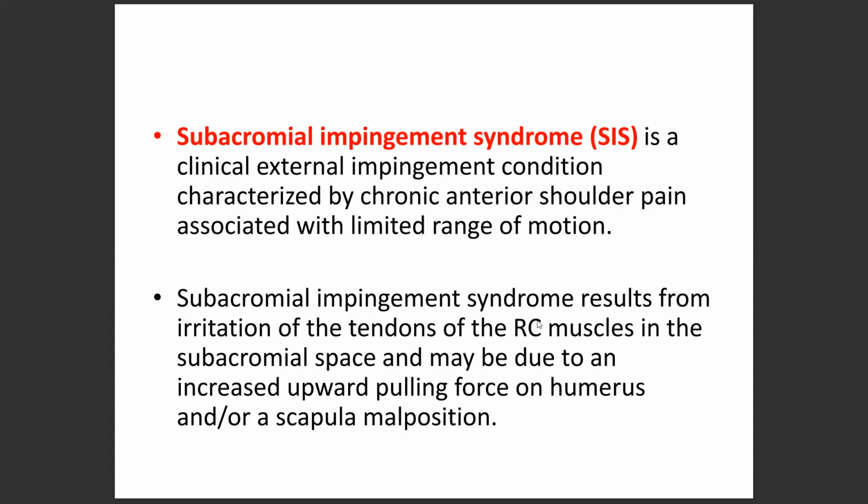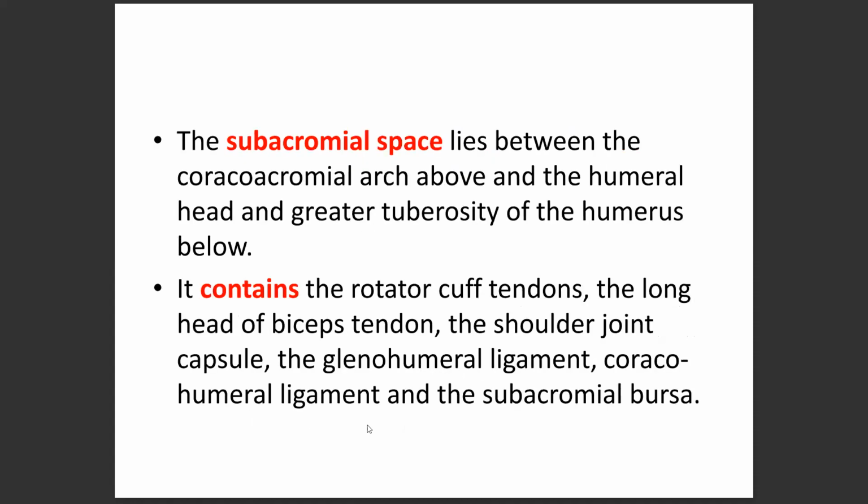And which tendon of the rotator cuff? This is mostly the supraspinatus tendon in the subacromial space, and may be due to an increased upward pulling force on the humerus or the scapular malposition. The subacromial space lies between the coracoacromial arch above and the humeral head and greater tuberosity of the humerus below.